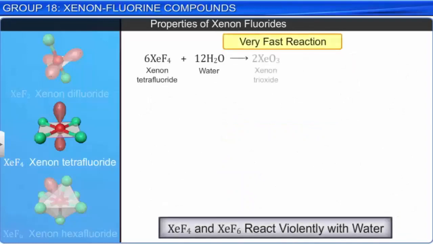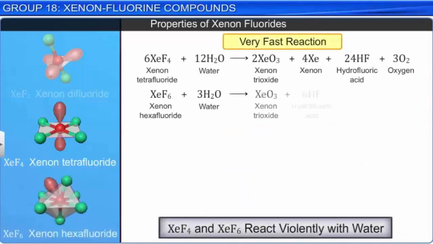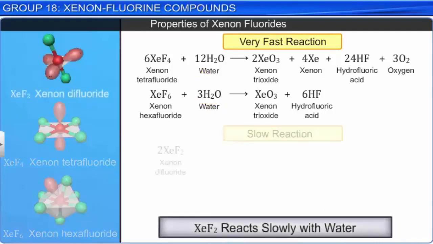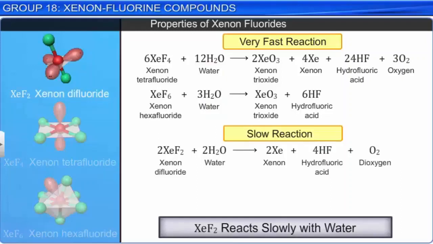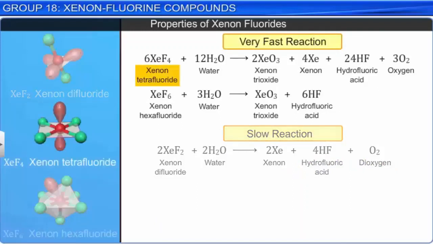Xenon tetrafluoride and xenon hexafluoride react violently with water, while xenon difluoride reacts slowly with water. You can see from the equations that the products of the slow hydrolysis of xenon difluoride are xenon, hydrofluoric acid, and dioxygen, while xenon tetrafluoride and xenon hexafluoride undergo hydrolysis to give xenon trioxide as the main product.